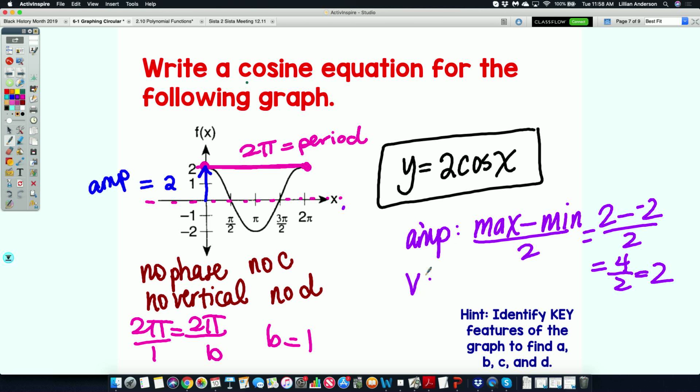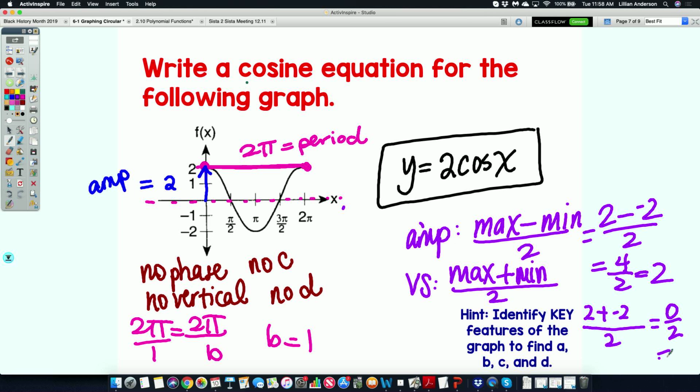Your vertical shift, your D, can be found as well by doing your max plus your min divided by 2, using the same y values. So that would have been 2 plus a negative 2. What's 2 plus a negative 2? What's 0 over 2? So there was no vertical shift. The midline was 0. That's another way.